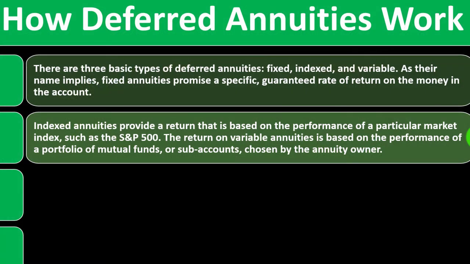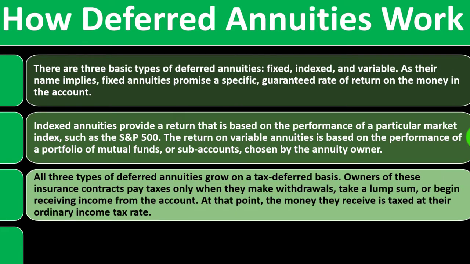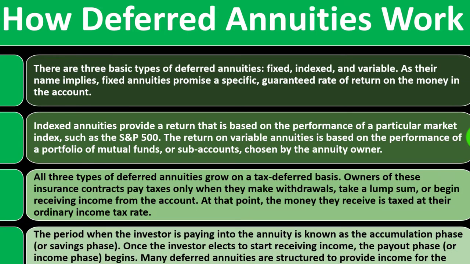The return on variable annuities is based on the performance of a portfolio of mutual funds or subaccounts chosen by the annuity owner. All three types of deferred annuities grow on a tax-deferred basis. Owners of these insurance contracts pay taxes only when they make withdrawals, take a lump sum, or begin receiving income from the account. At that point, the money they receive is taxed at their ordinary income rate.